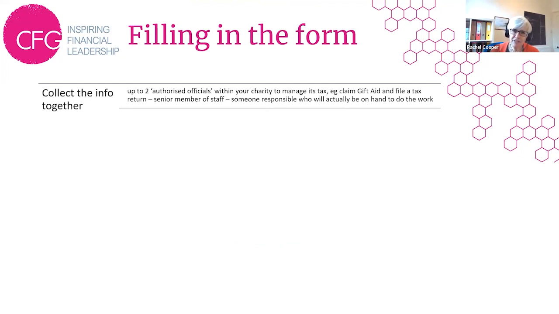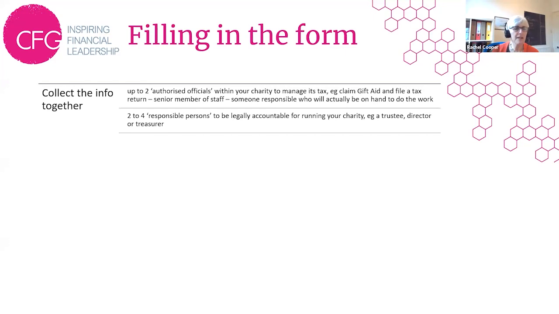The bit about the officials: there are two types of official. You've got your authorised officials, and those are the people that are going to be communicating with HMRC. For your two authorised officials, you want those to be members of staff, people on hand, people that you can call on. It might be a senior member of staff, or your treasurer if they're a hands-on treasurer. So the people who are actually going to be claiming and communicating with HMRC. Those are your authorised officials.